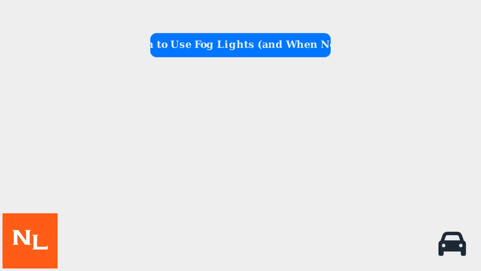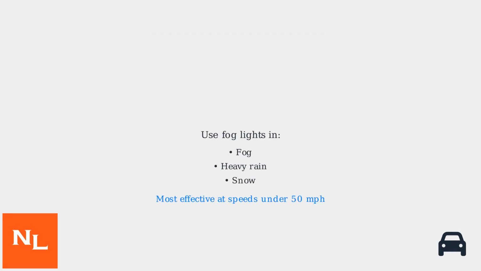Fog lights are designed for specific driving conditions to improve visibility without causing glare. Use fog lights in low visibility conditions like fog, heavy rain, or snow. They provide better illumination at ground level and are most effective at speeds under 50 miles per hour.